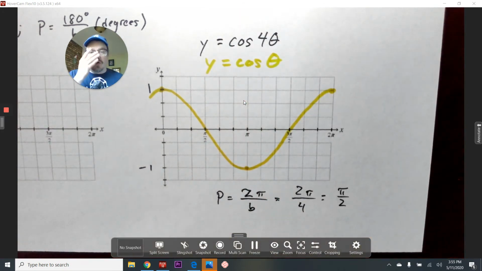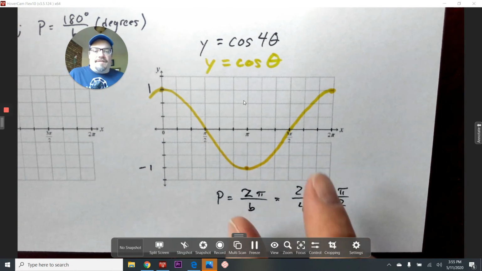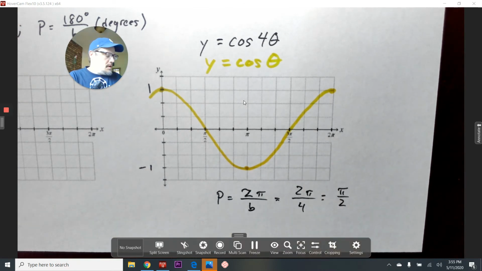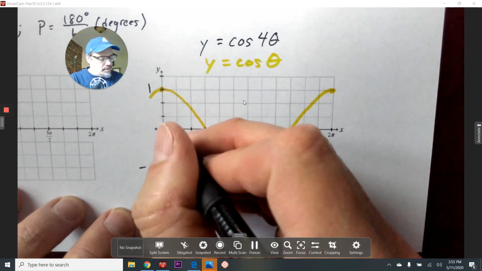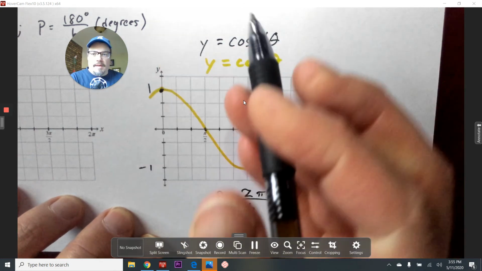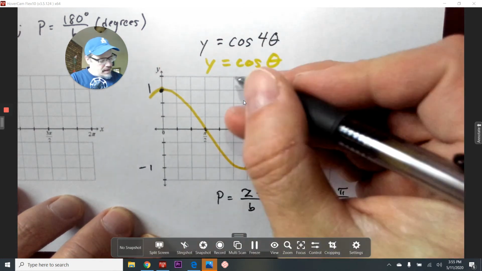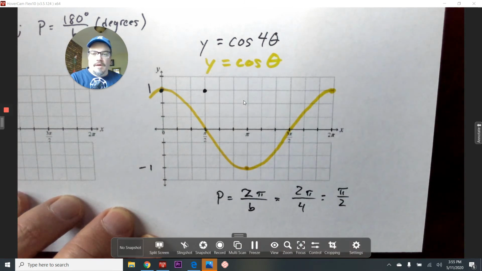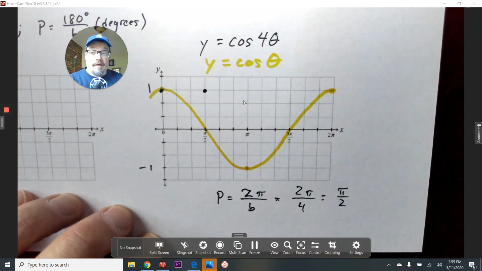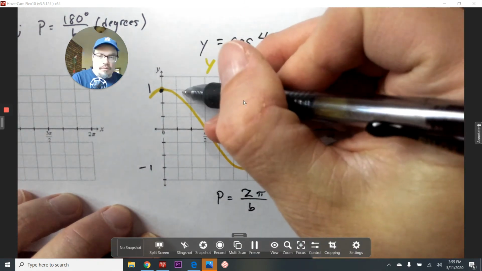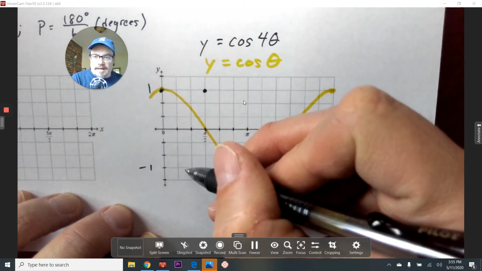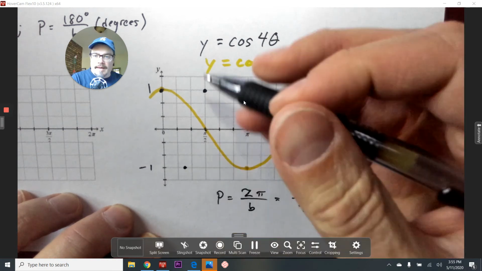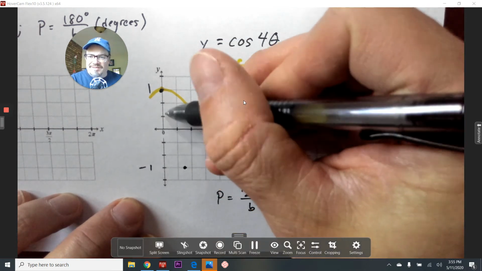Okay, that's normal cosine. But now that we found that the period is pi over 2, that means that a full cycle happens from here to here. So I normally will start here at the top, but my ending of the cycle will happen here instead, which means that my lowest value has to happen right in the middle of these two endpoints. So he will go all the way down to -1 here. Now I'm going to hit the middle somewhere in between, but that's okay.